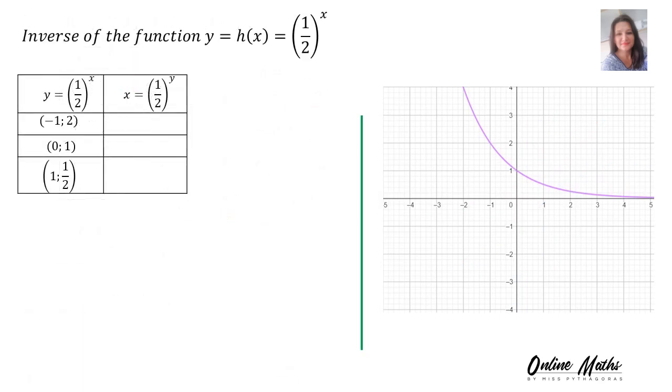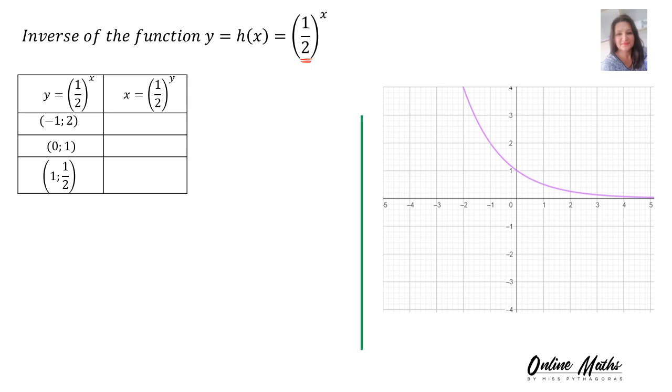Let's investigate the inverse of the function y is equal to h of x is equal to half to the x. And there in the purple you can see I gave you the exponential function. And since this base is a fraction, therefore this one is an ascending graph.